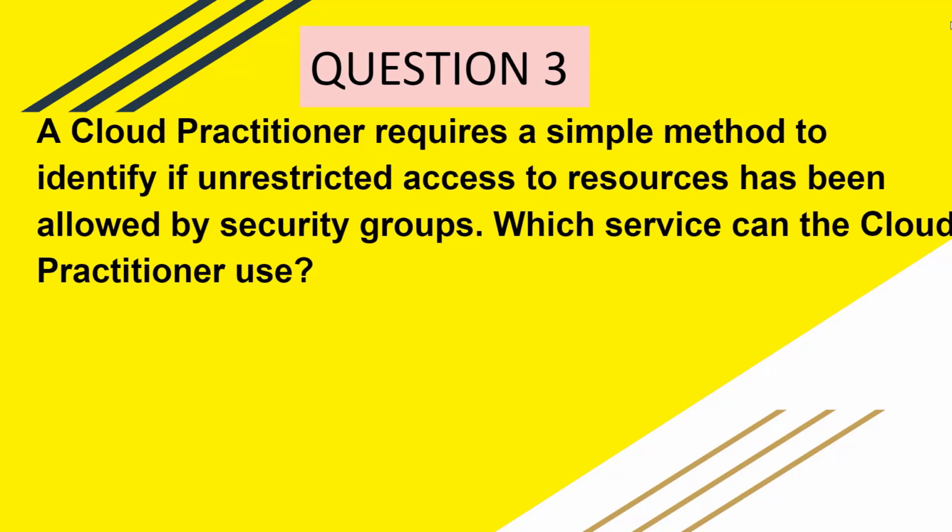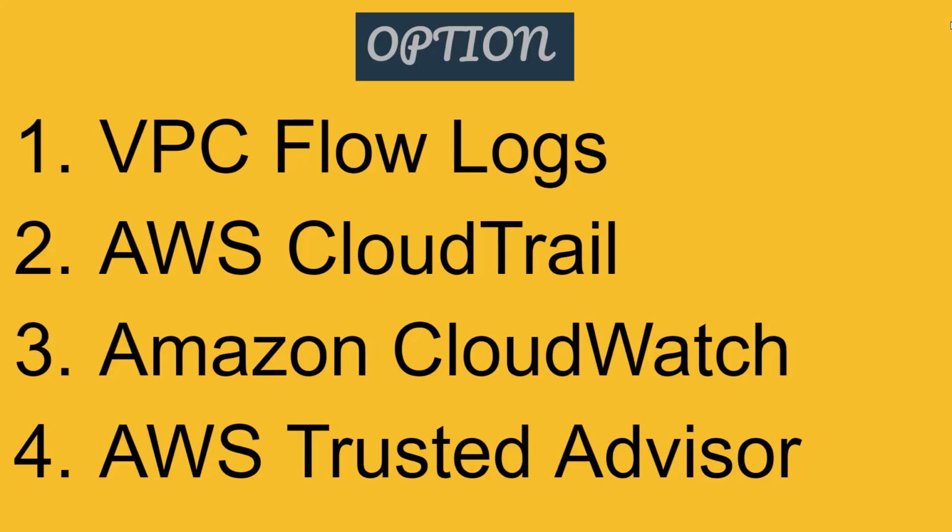Question 3. A cloud practitioner requires a simple method to identify if unrestricted access to resources has been allowed by security groups. Which service can the cloud practitioner use? Option 1. VPC Flow Logs. 2. AWS CloudTrail. 3. Amazon CloudWatch. 4. AWS Trusted Advisor.